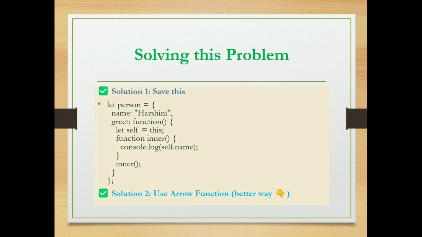In this solution, we store the value of this in a variable called self, and since variables follow scope based on where you write your code, this is solution 1. And we have another solution using an arrow function. Next we will see the concept of arrow functions so you can understand it. First we will see its execution part.